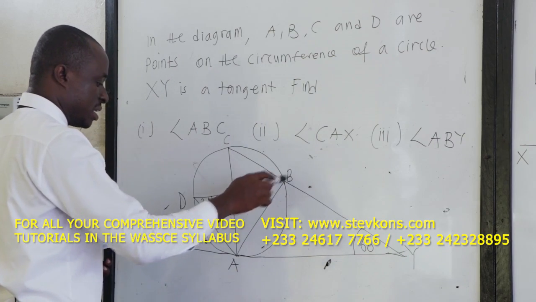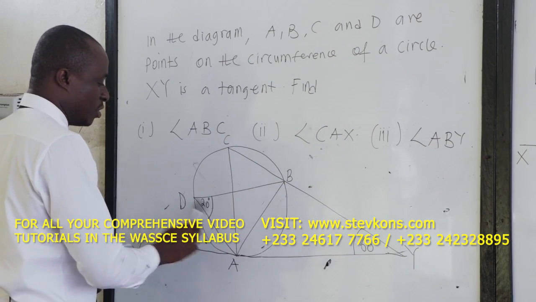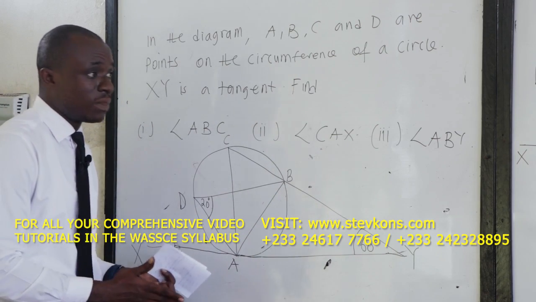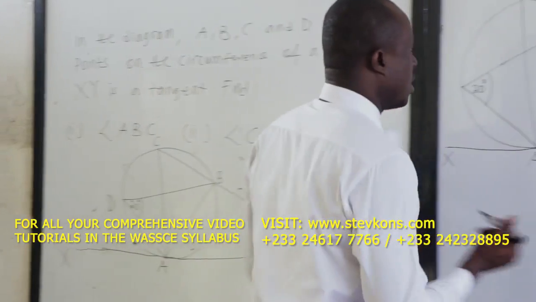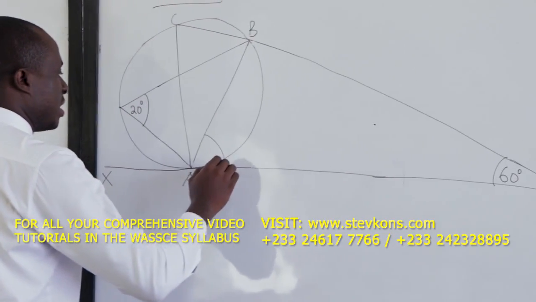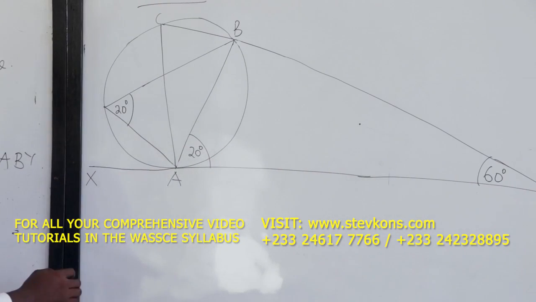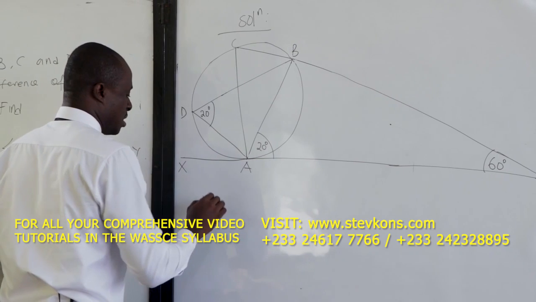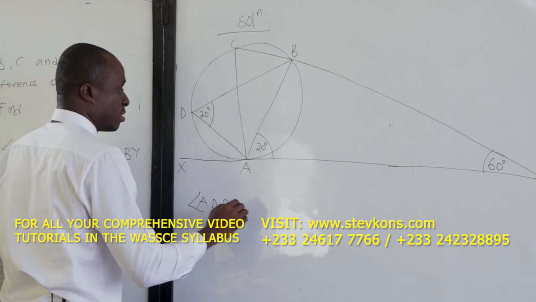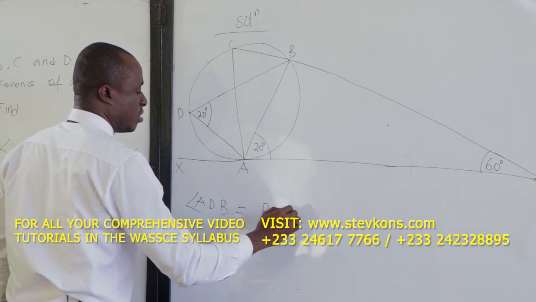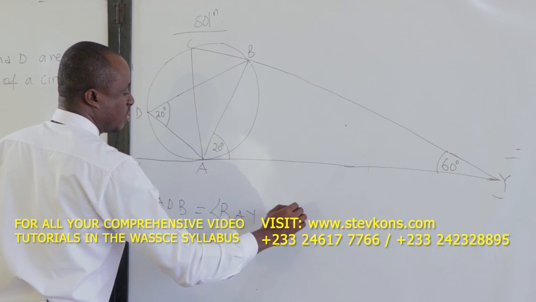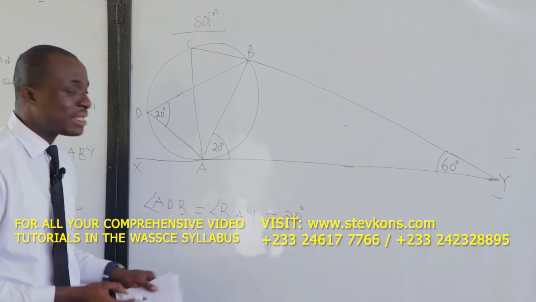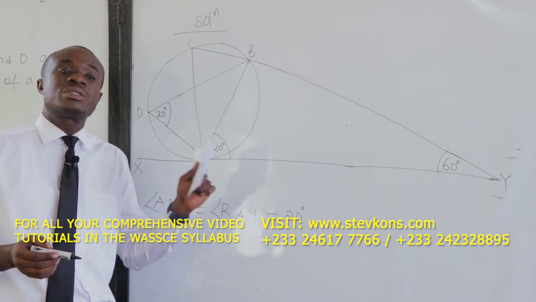And if this is 20 degrees, you can see that this chord is making an angle of what? 20 degrees over here. Clearly the angle over here too is 20 degrees. So that is the reading I've done over here. So clearly the angle over here is also 20 degrees. So what am I saying? That angle ADB is equal to angle BAY, and this is 20 degrees. Why? The angle a chord and a tangent makes is equal to the angle the chord makes in the alternate segment.